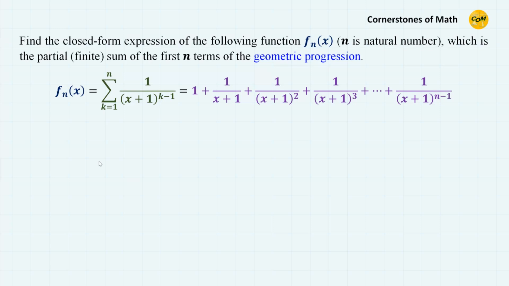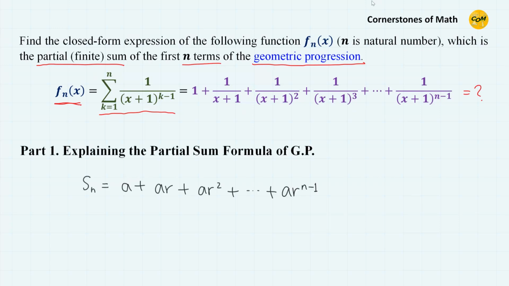As for today's video, the problem itself is really simple, but it invokes some interesting discussions. At least that's what I think. So the problem is that we want to find this function f_n(x), or in other words, we want to carry out this summation. And this summation is the partial sum or finite sum of the first n terms of the geometric progression. So what would be the result of this summation?